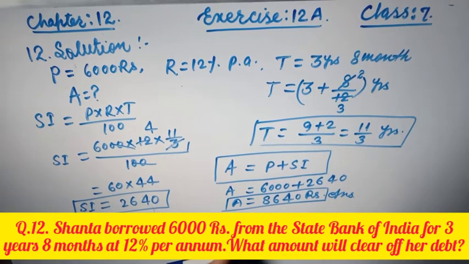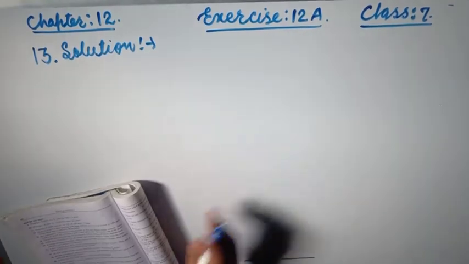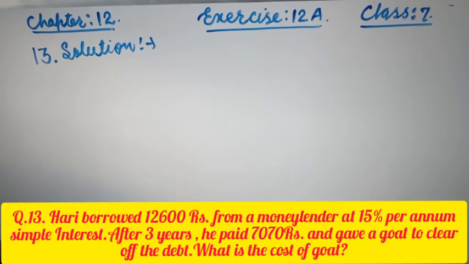Now next question is, now friend here question number 13 says, while you are watching this video friends, take out books and read the question, page number 166, and 13 number question says, Hari borrowed 12,600 rupees from a money lender at 15% per annum, simple interest, okay. After 3 years he paid 7,070 rupees and gave a goat to clear off the debt. What is the cost price of the goat?